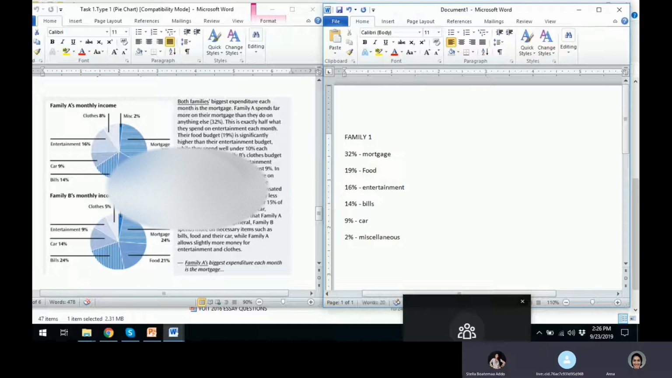You didn't write clothes. Clothes. Miscellaneous is like others, others that are not mentioned here. So do we have 1, 2, 3, 4, 5, 6, 7? Oh, clothes, 8%. So that's how I check. If I missed anything, I count.